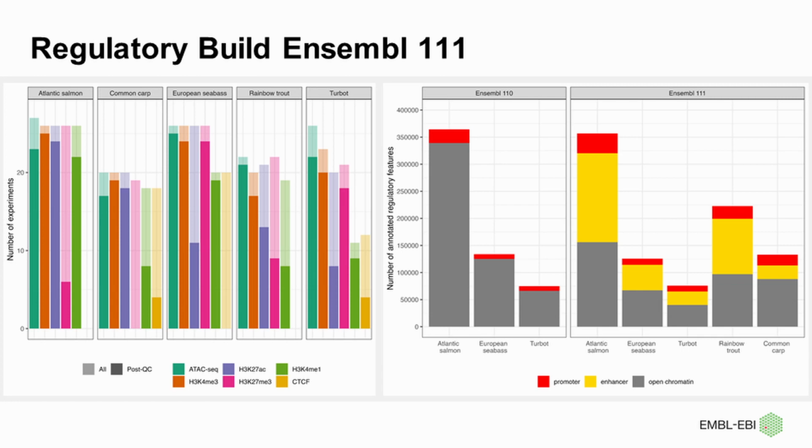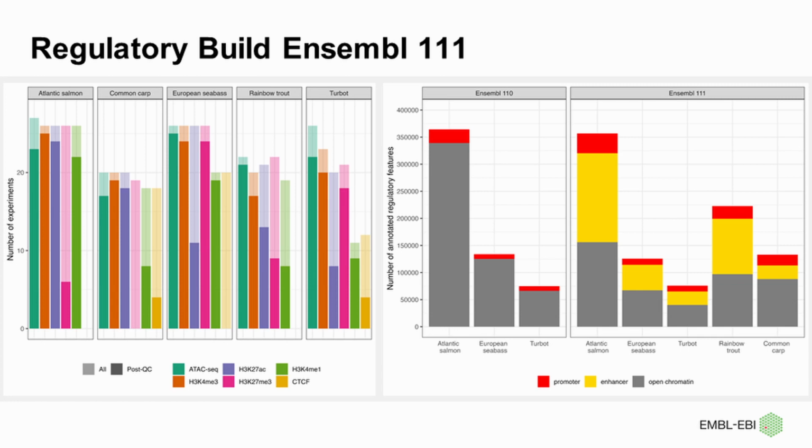It's worth mentioning that our first release that included regulatory elements in fish species was 110. That is the release that is currently alive. So it's the one that you will be able to access if you enter now to our genome browser. In this case, I have summarized the number of features that we released in this release and in the one that will be alive soon.